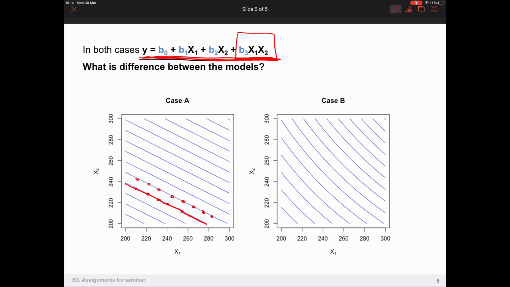And that's what we can see here as well, right? So in this case, these contours, they are not lines. They look like a sort of parabolas or similar. So the only difference between case A and case B is that for case A, B3 is 0. And for case B, B3 is not 0. So it means that this is a model with interaction terms. So it means that x1 and x2 have an interaction, while this model is without interaction. So that's the only difference.